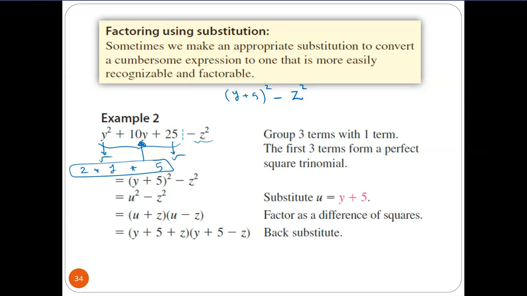With z squared. If we have a bracket squared minus z squared, this is a difference of squares. Put it as the first term y plus 5 plus the second z, and y plus 5 minus z, like this. And we can remove the brackets of y plus 5. So we have y plus 5 plus z, y plus 5 minus z. Okay?